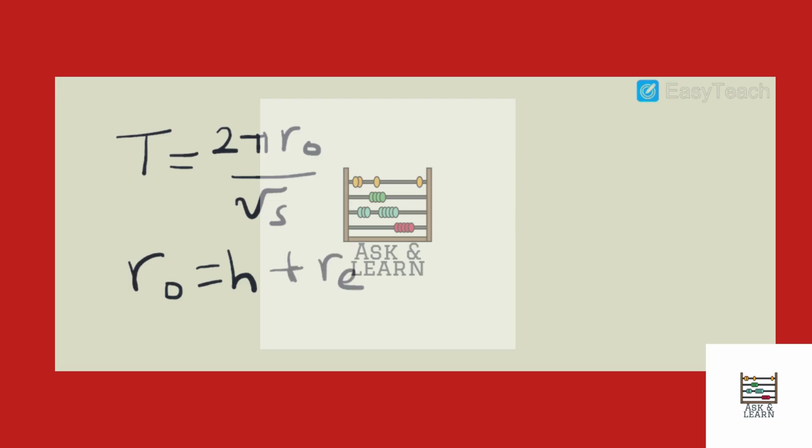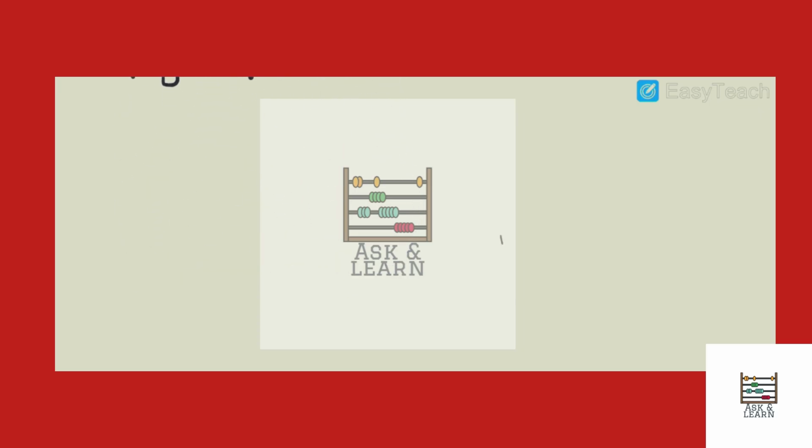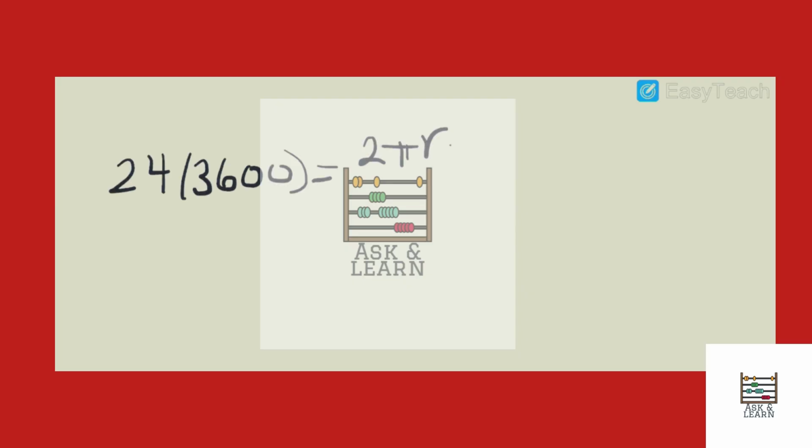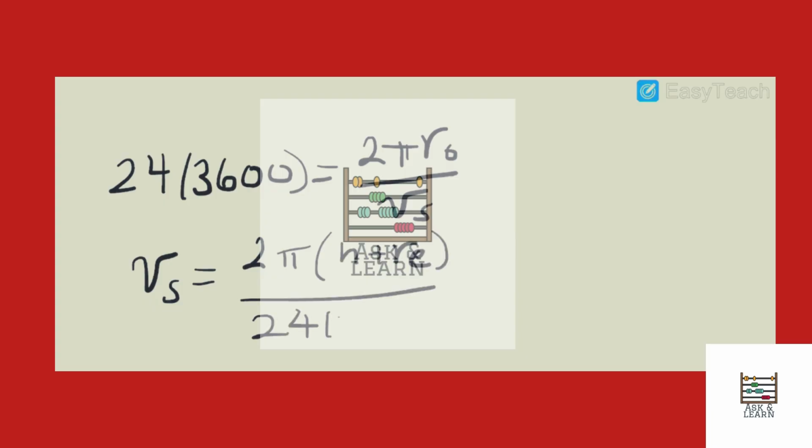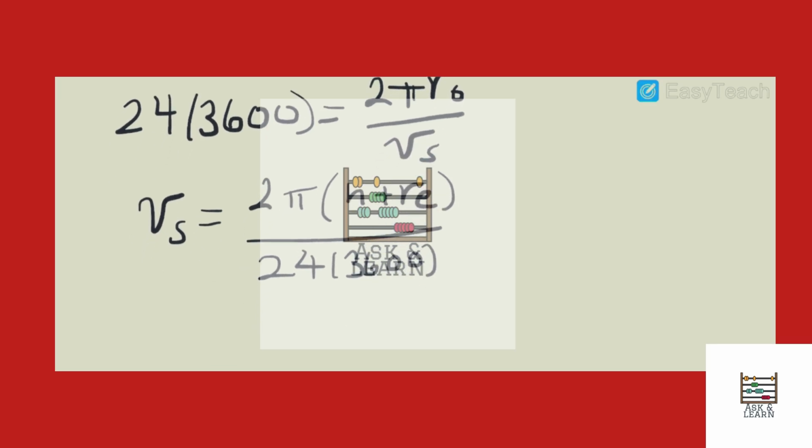So r naught is going to be equal to h, which is the height above the Earth's surface, plus the radius of the Earth. By plugging in these quantities, we'll see that the period, which is supposed to be equal to 24 hours, we'll do that in seconds, is going to be 24 times 3600, equal to 2 pi r naught all over vs. We can go ahead and isolate vs, and we'll see that this is equal to 2 pi times r naught, which we know to be h plus the radius of the Earth, all over 24 times 3600. So this is our velocity in terms of h.